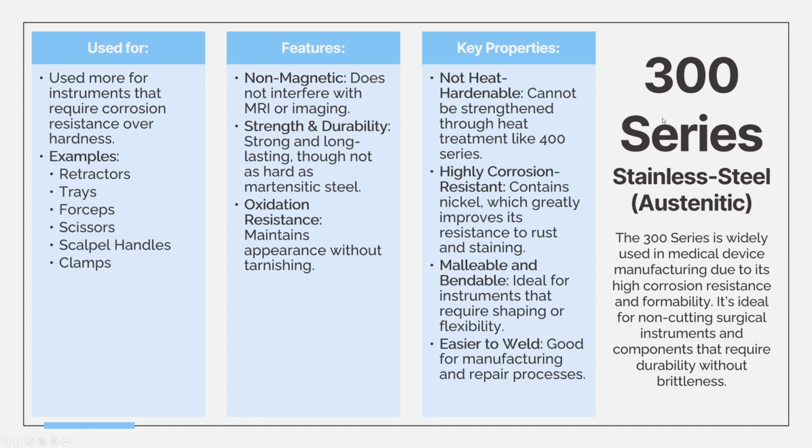So basically, the 300 and 400 series designations for stainless steel come from the AISI classification system, or American Iron and Steel Institute classification system. It's a way to group stainless steels based on their crystal structure and alloy composition.